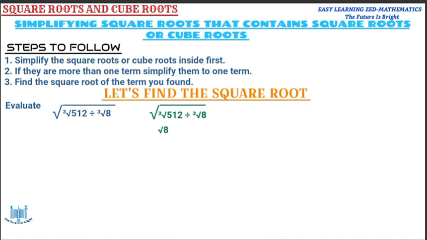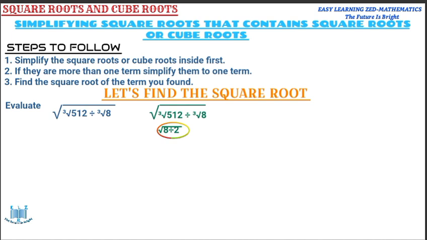Then thereafter I'm going to find the cube root of 8. The number that I can multiply by itself 3 times to get 8 is 2. So I'm going to divide 8 divided by 2. Now I'm sure I'm done with the first step, which is simplifying the square roots or cube roots inside first. I've come up with 8 divided by 2.